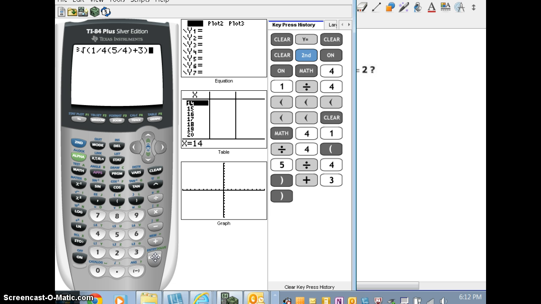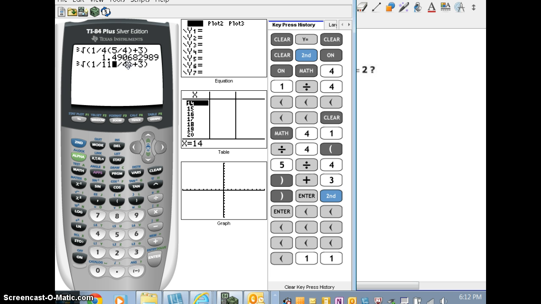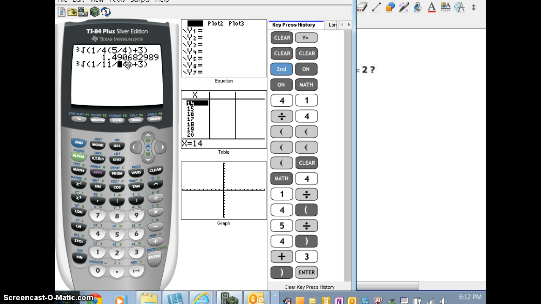So let's see what we get. We're hoping to get 2, and we got 1.49. So that means that 5 over 4 is not the correct answer choice. Let's go ahead and try the next answer choice, 11 over 4. Another hint is to bring up the previous thing that you typed in. You can hit second and then enter. And now instead of having to type everything all over again, I'm just going to make a change in there. I'm going to put 11 over 4.